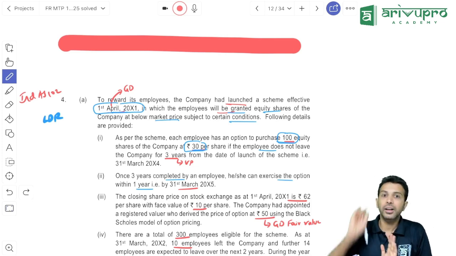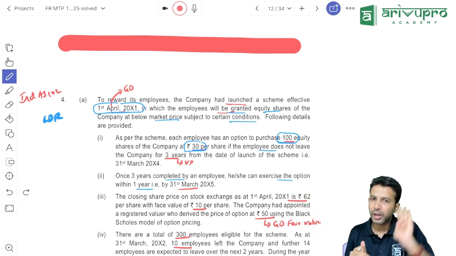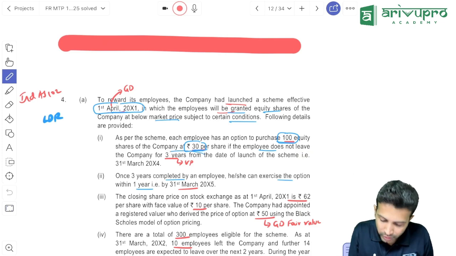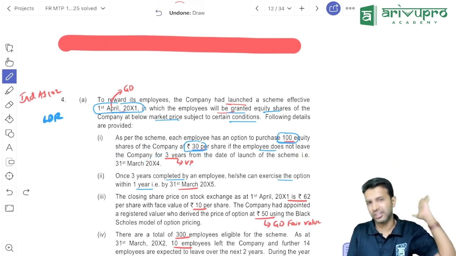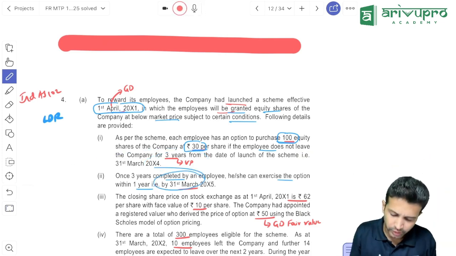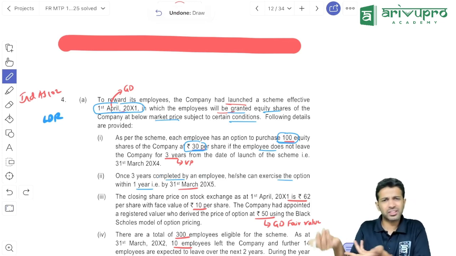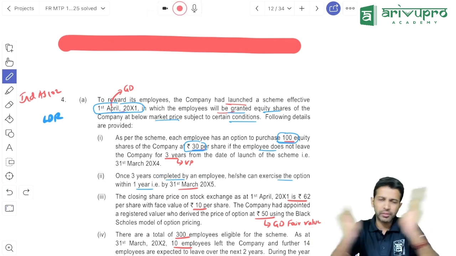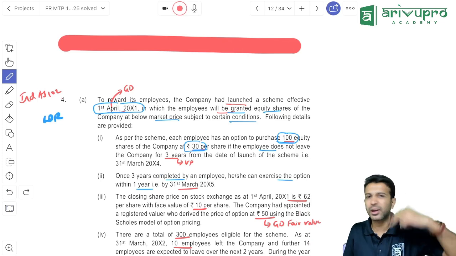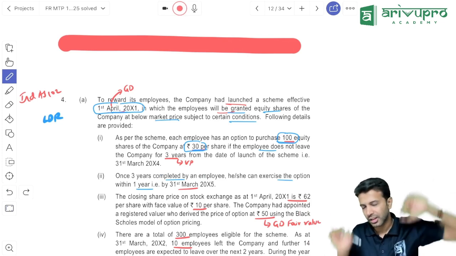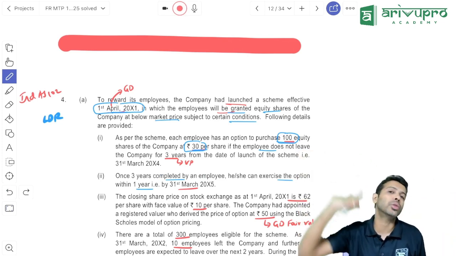That is irrelevant. As per Ind AS 102, employee benefit expenditure will always be booked over the vesting period, which is how many years? 3 years. For an equity settled plan, this exercise period becomes irrelevant, because you always book the expense over the vesting period, and for an equity settled plan there is no remeasurement concept. We take the grant date fair value and do the accounting.